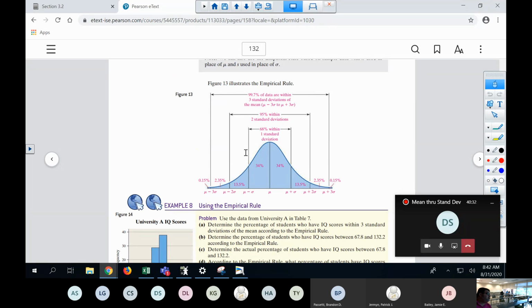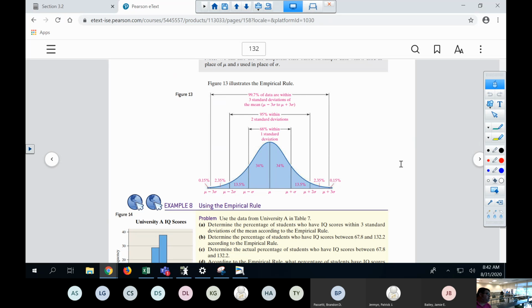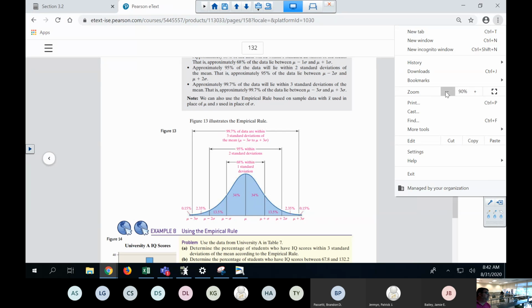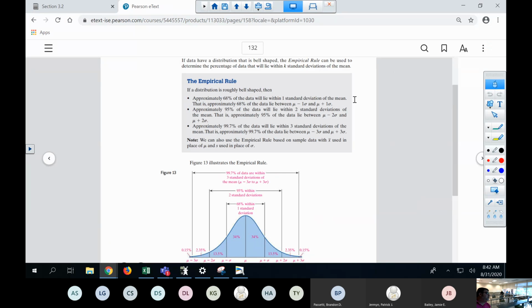Now I need you to study that empirical rule. I need you to put this in your notes, and I need you to memorize it, because the rest of the semester you're going to be using this. It's called the empirical rule. Let me make it a little bit smaller. There we go. There it is. Now I want everybody to make sure you put that in your notes right now. Draw it out big so you can understand it.